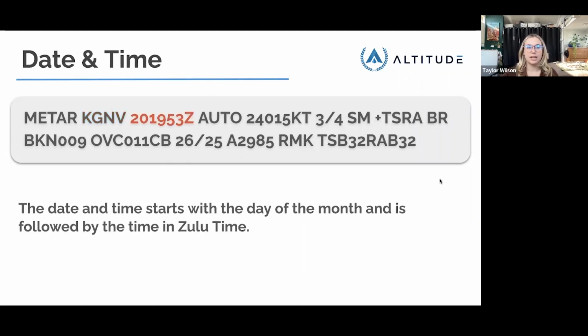Then it's followed by the date and the time that this METAR is issued. So those first 2 digits, the 20, are going to be the date. So it is the 20th of this month that this METAR was issued, followed by the time in Zulu. So this one was issued on the 20th at 1953 Zulu. The Zulu time is UTC time, which is in Greenwich, England. Most aviation reports all use UTC time.